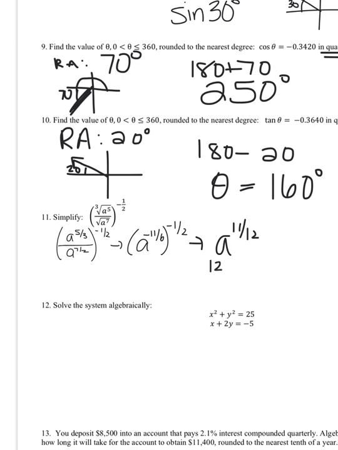Now you could either write it like this because it doesn't say simplest radical form, or you could write the 12th root of a to the 11th and put it back into its radical form. Either one I would accept because it's not specific whether it wants rational exponents or radical form as your final answer.